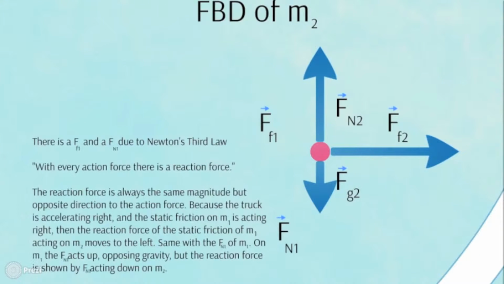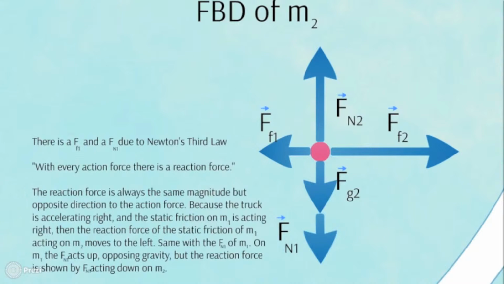The free body diagram of mass 2. There are two forces, force of friction of 1 and force of the normal of 1, which are caused due to Newton's third law. With every action force, there is a reaction force. The reaction force is always the same magnitude but opposite direction to the action force. Because the truck is accelerating right and the static friction on M1 is acting right, the reaction force of the static friction of M1 acting on M2 moves to the left. Same with the normal force acting on 1.